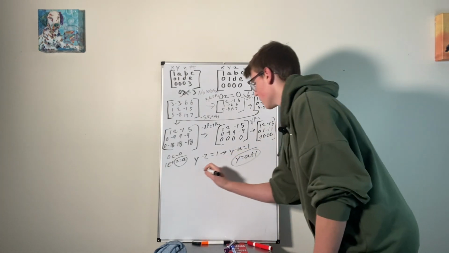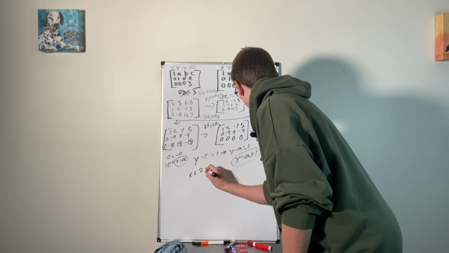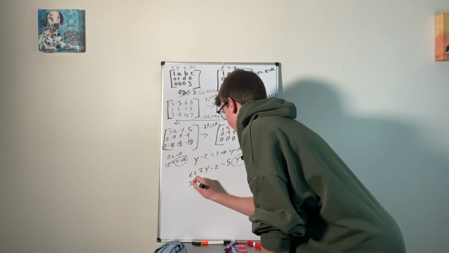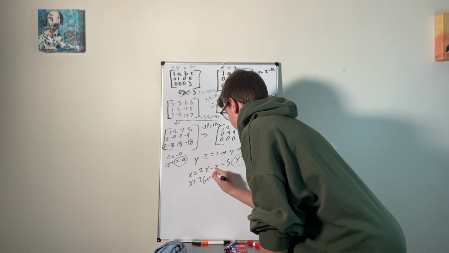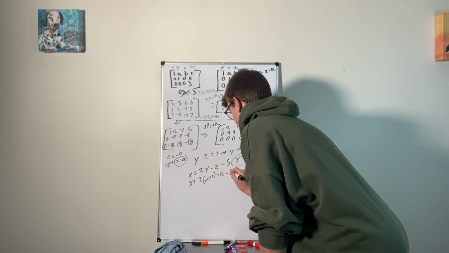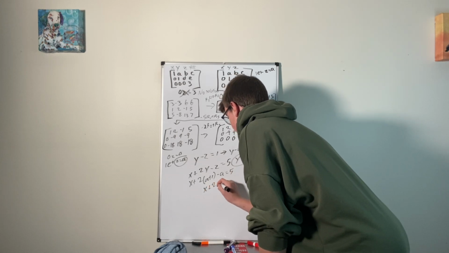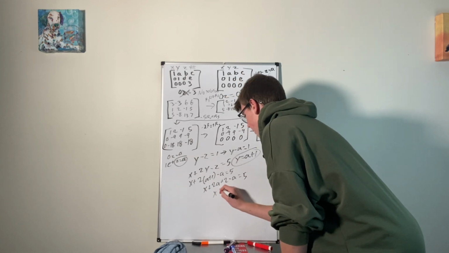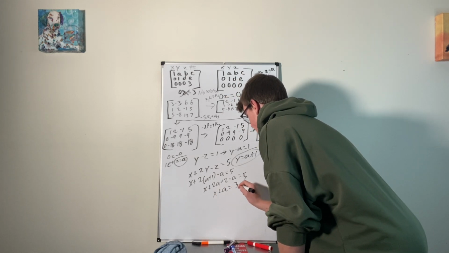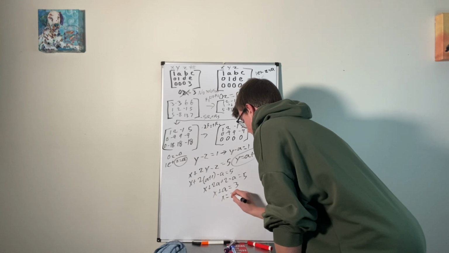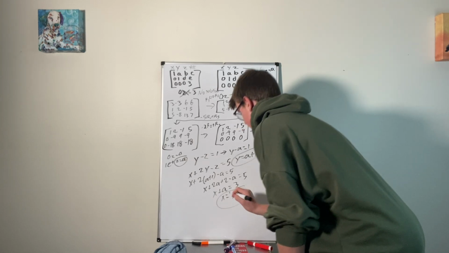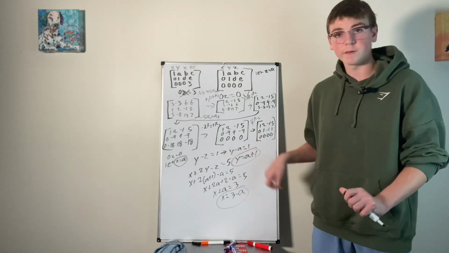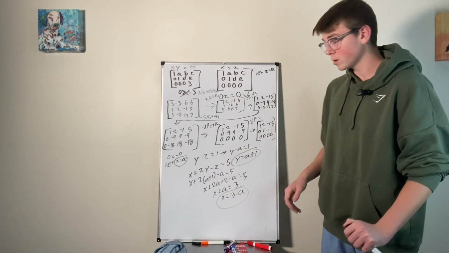Now solve for x. x plus 2y minus z equals 5. x plus 2 times (a plus 1) minus a equals 5. x plus 2a plus 2 minus a equals 5. x plus a equals 3. x equals 3 minus a. So there, you just let z equal a if you have 0, 0, 0, 0, and then you solve for the rest, and you're in terms of a, and you're good.